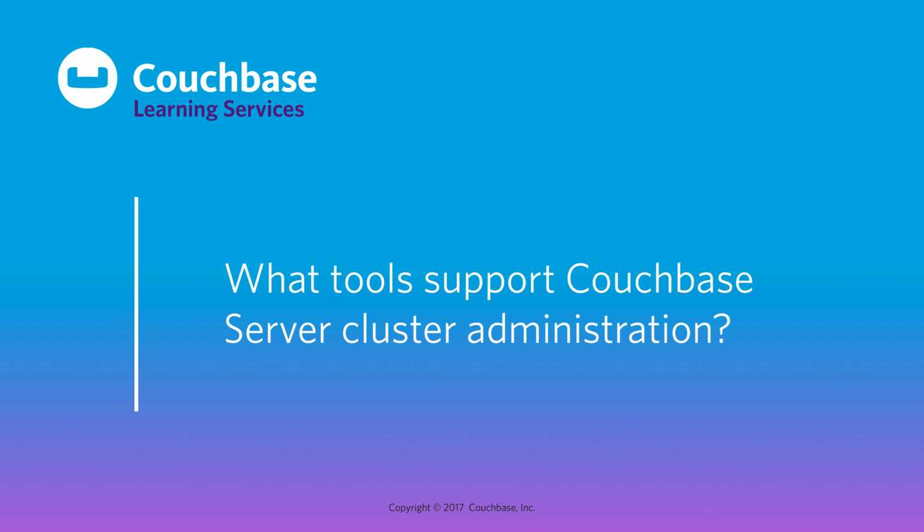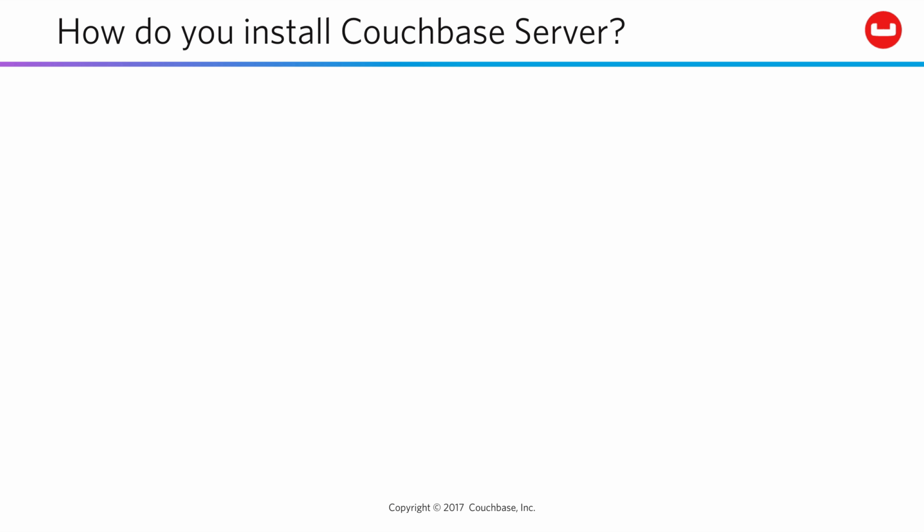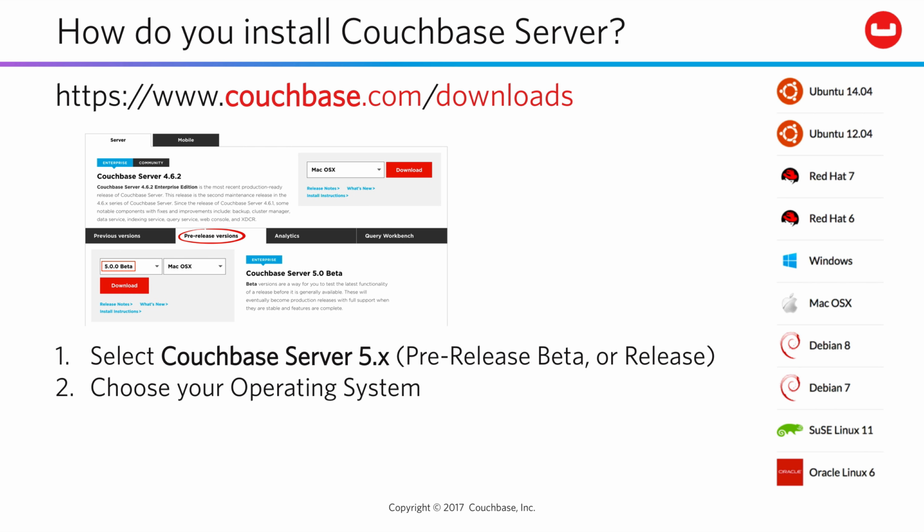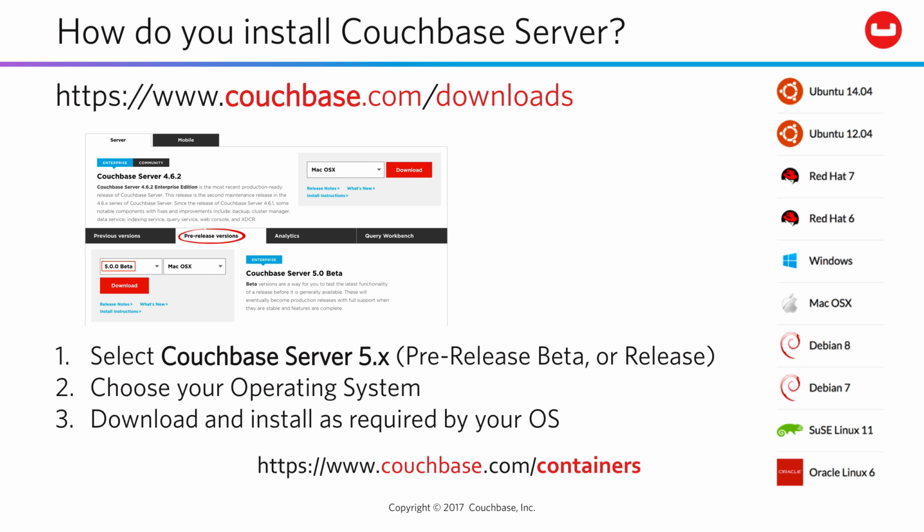At this point, we hope you're itching to get your hands dirty with Couchbase, so let's get you equipped. To install Couchbase Server, go to couchbase.com/downloads, choose your operating system, and then download and install the assets as required by your operating system. Or, if you prefer to work with a containerized instance, visit couchbase.com/containers.